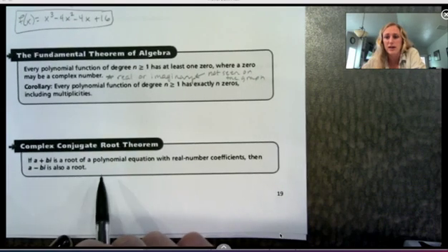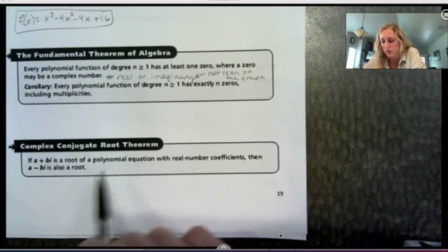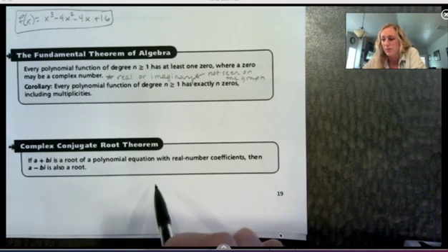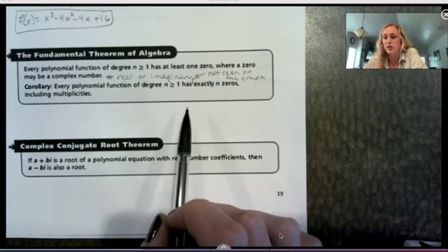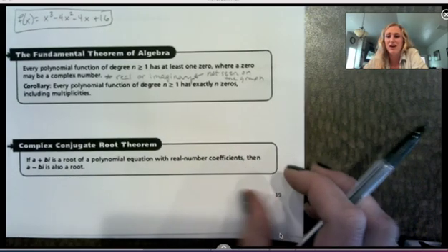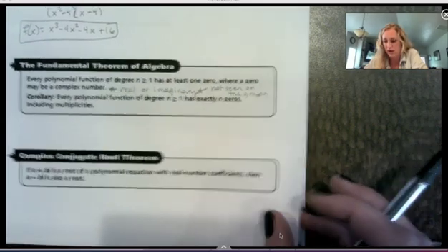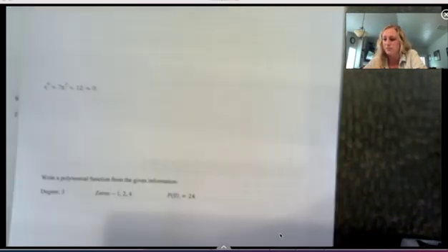So just like with radicals, irrational roots, how we had to have the conjugate pair, the same is true for complex roots. So if we have an imaginary root, then its conjugate is also a root. Okay, so we're going to see an example of that here.